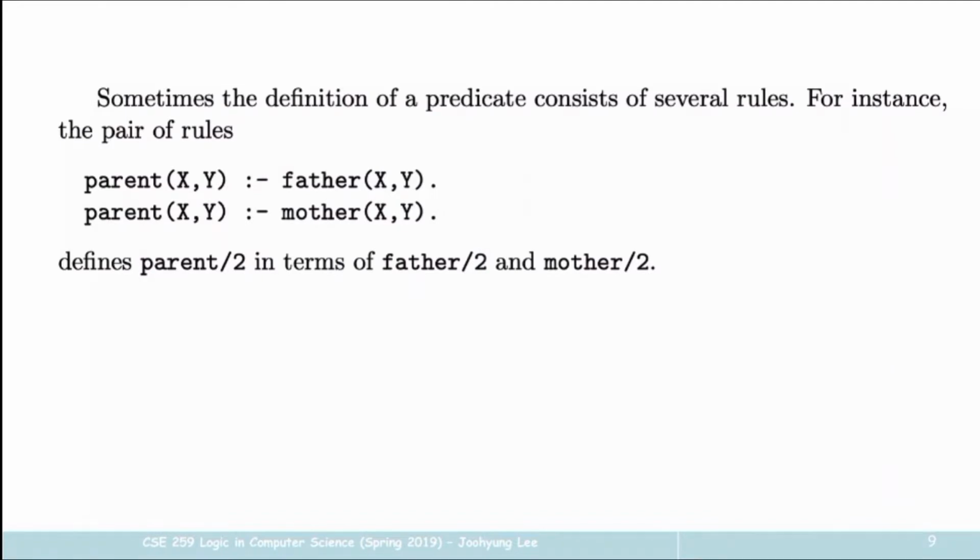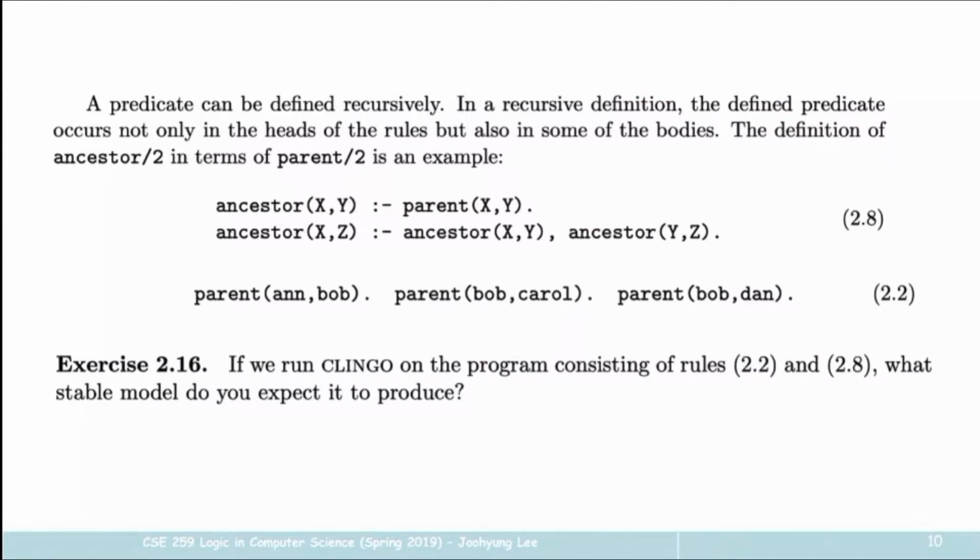Okay? The idea is it's like a disjunction. So parent of x, y, if either this or that or maybe both are true, then you can say that x and y are in a parent relationship. Okay? And that makes sense to you too, right? Because father and mother make parents. Okay, good. Now using this idea, we'll also think about the ancestor relation.